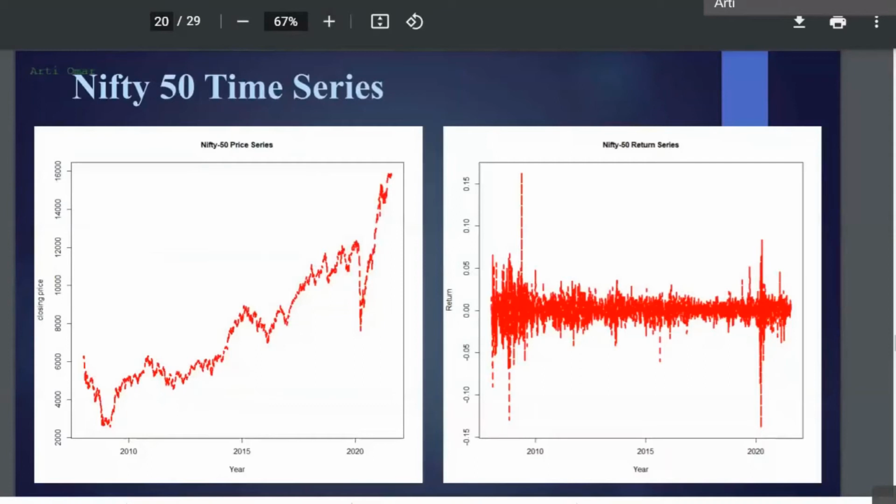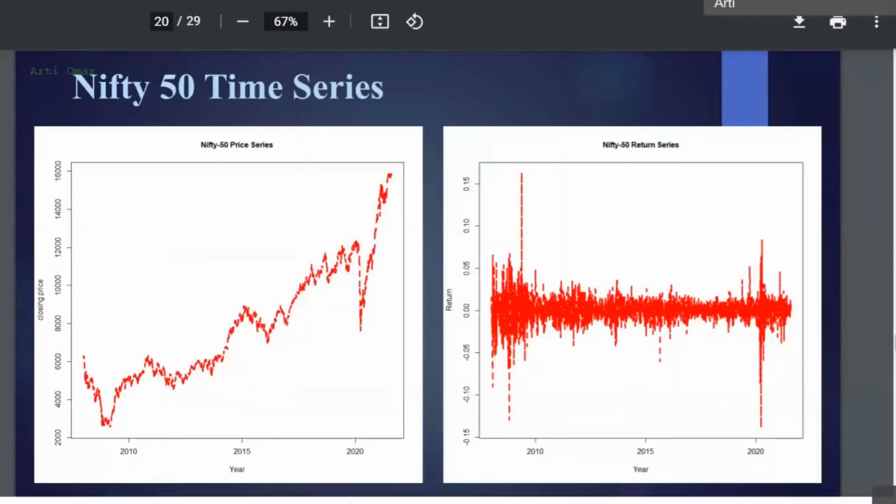Then I plotted the log return. Most of the time, we are interested in the returns, or the log returns, of the series. When I plotted this log return series, first of all, it removes the trend and makes the series more stationary. Because in this original series, you can see there is volatility, but at the same time there is a trend in the variance, and the series is also non-stationary.